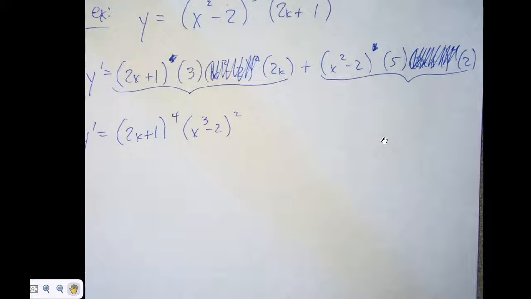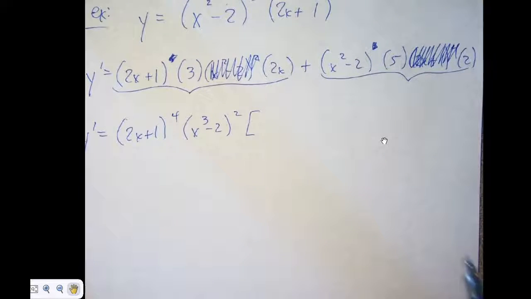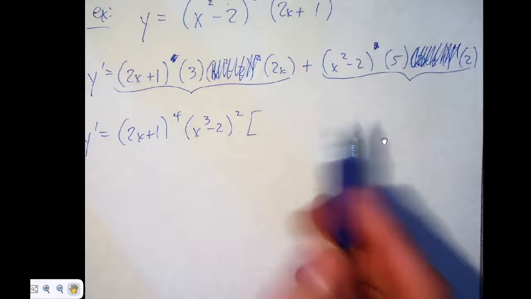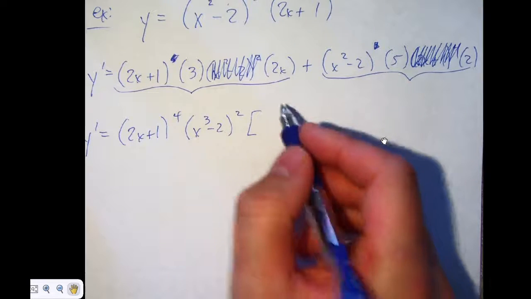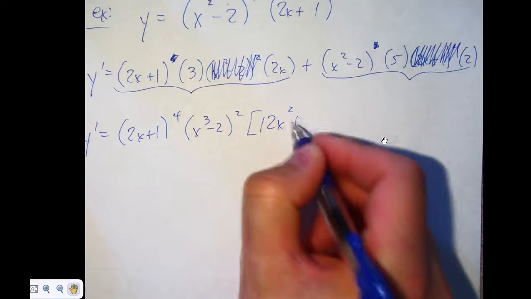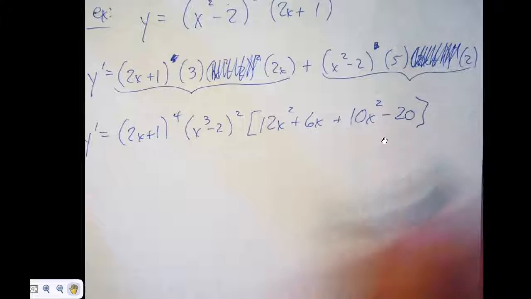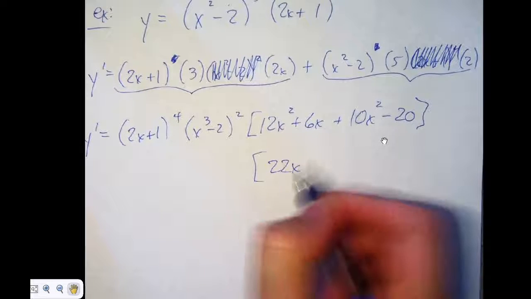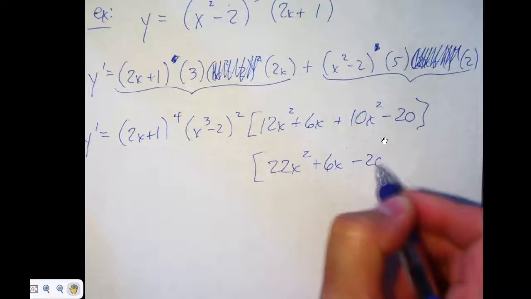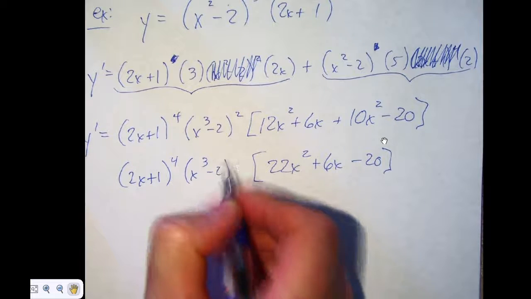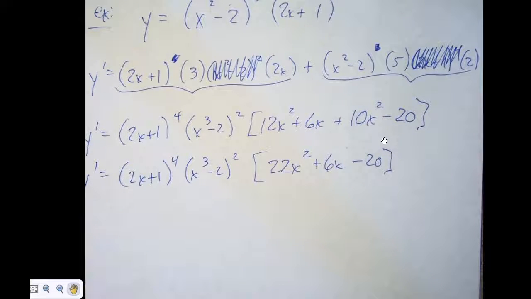Because that's the way derivatives work. Like, how do we get that in the first place? We subtract 1 from the power. So you're always going to have 1 more in one term and 1 less in the other term. And then if I start simplifying, you get 22x squared, 6x minus 20. Then you got this other stuff on the front. So that's the answer that I'd be looking for.